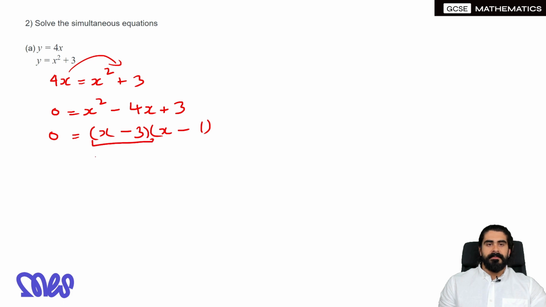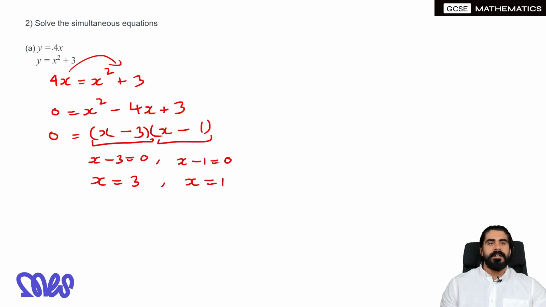To make minus 4, we need both of them to be negative. Then either x minus 3 equals 0, or x minus 1 equals 0. Move the minus 3 over, x equals 3. Move the minus 1 over, x equals 1. Then we just sub it into any of the two. I think subbing into the y is easiest.